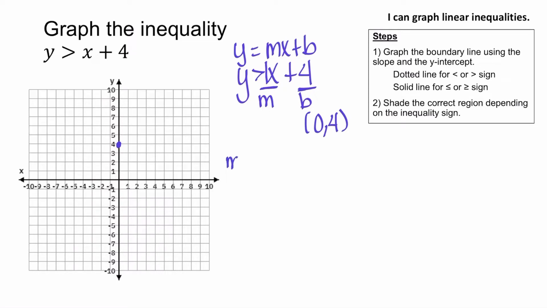Now I have slope, which is m, equals 1. Remember, I can write this as a fraction. This will be 1 over 1, which means that I go up 1, right 1, in order to plot my second point. My second point will be here when I go up 1, right 1. Then I need to figure out whether I need a dotted or a solid line. I have a greater than sign, so that means I will use a dotted line to connect these 2 points.